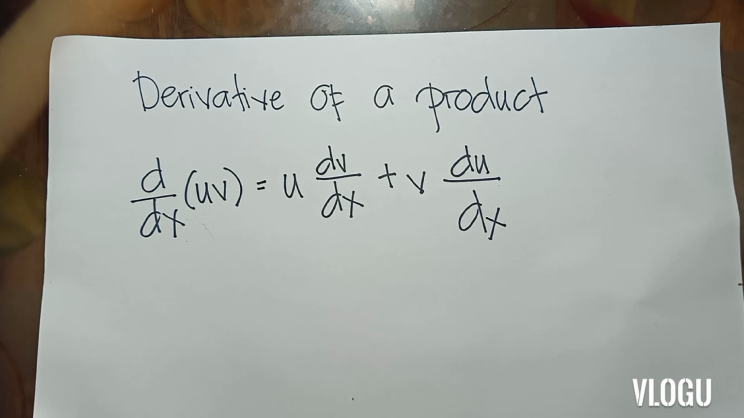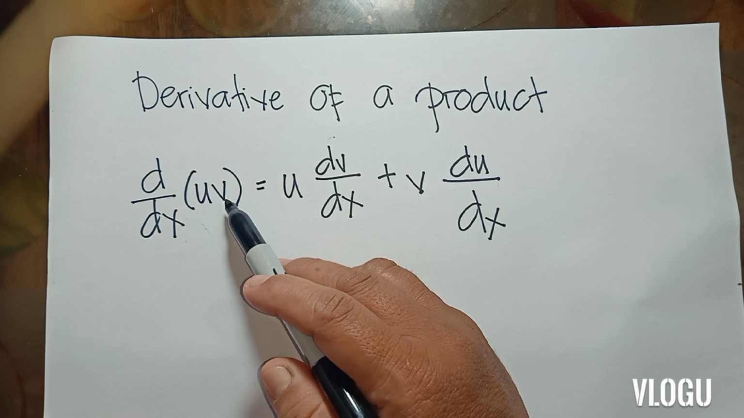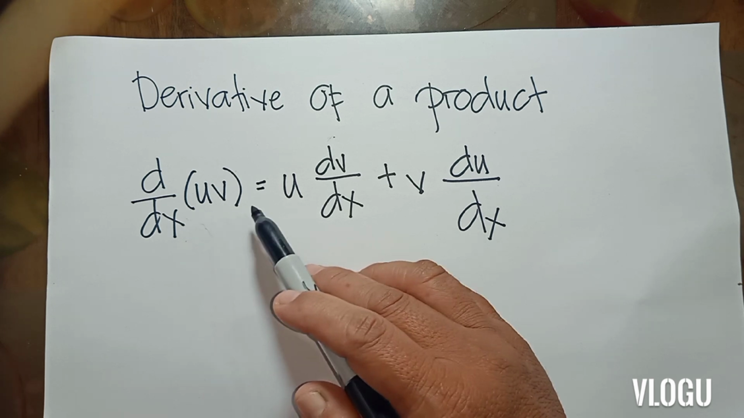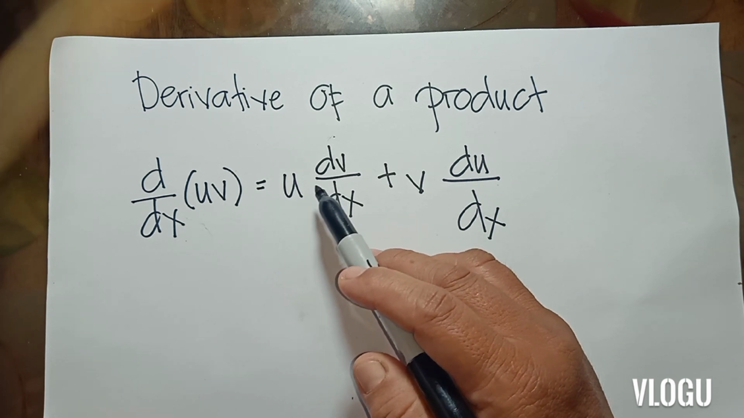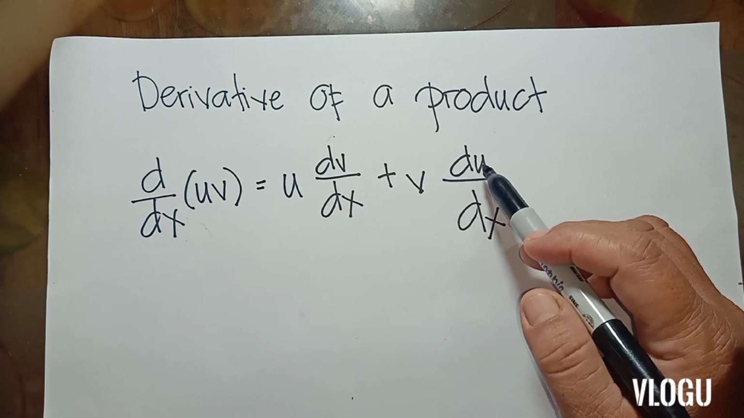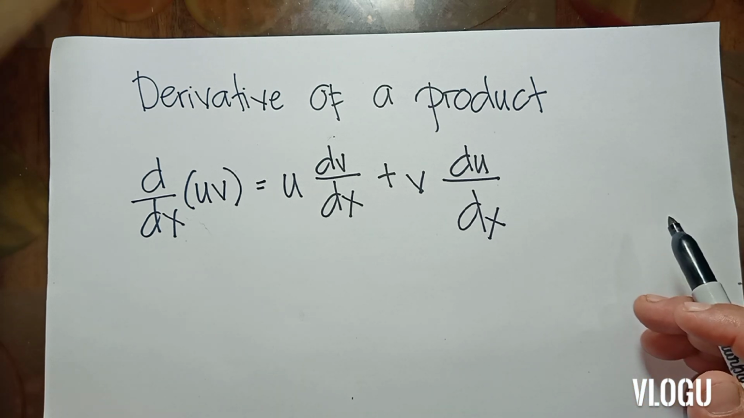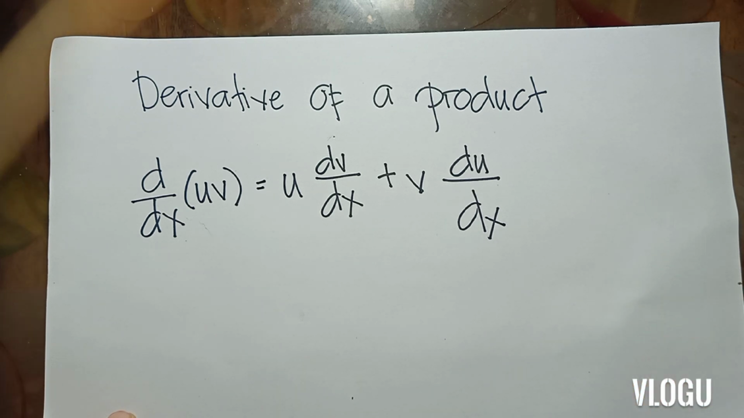Okay, our topic this time is the derivative of a product. Our formula here is the derivative of u times v in terms of x, which is equal to u dv over dx plus v du over dx. So we will now have our examples.